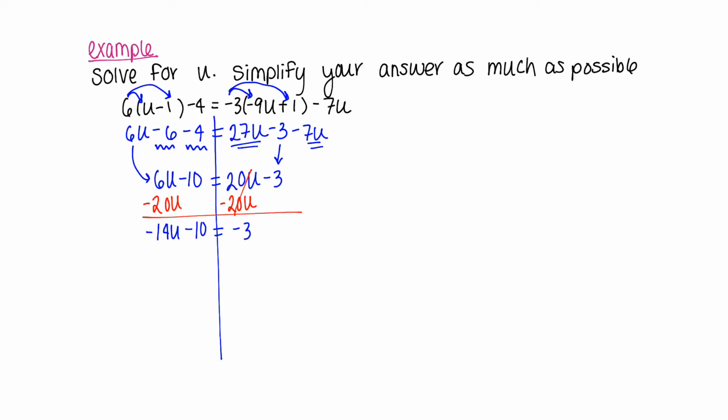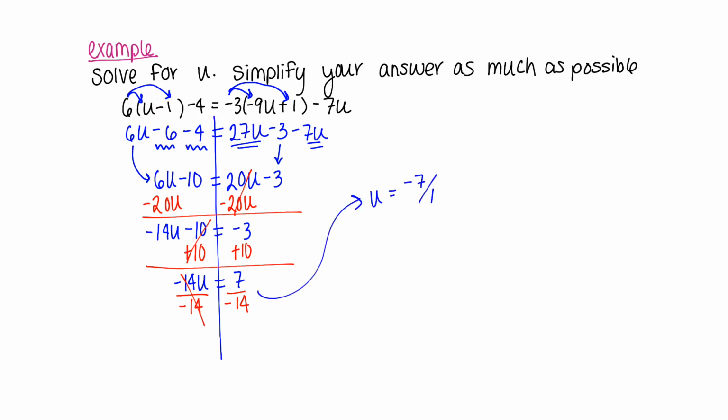Now I want the negative 14u to be alone completely, so I'm going to add 10 to both sides. Those 10s are going to cancel. We have a negative 14u over here. Negative 3 plus 10 will give me 7. I want to solve for u, so I'm going to divide both sides by negative 14. That will cancel these out. We now have u equals negative 7 over 14.